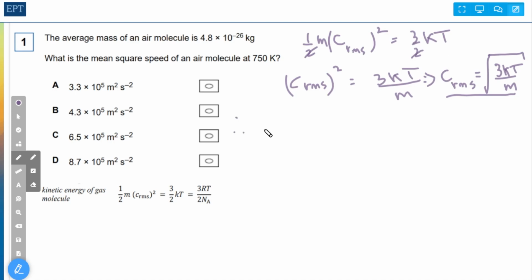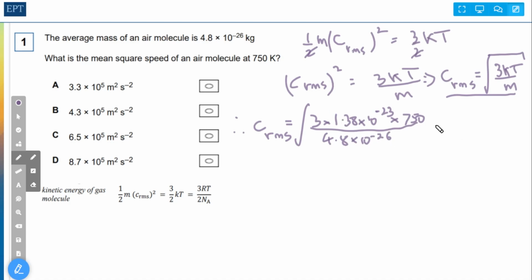Let's add the numbers now. So the root mean squared speed is equal to the square root of 3 times Boltzmann's constant, 1.38 times 10 to the negative 23, times 750, the temperature, all divided by the mass, 4.8 times 10 to the minus 26. And when you work that lot out, you get that the c root mean square speed is about 804 meters per second.